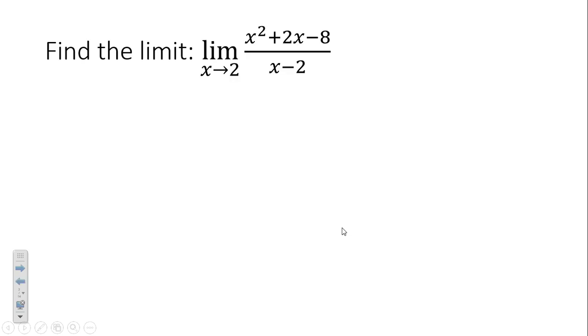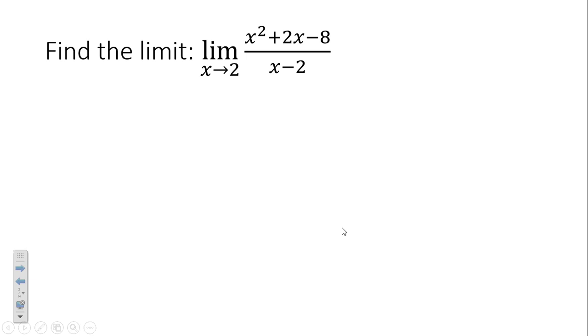So first of all, we're going to start by trying to find this limit as x goes to 2 of x squared plus 2x minus 8 over the quantity x minus 2. If you're like me, you're a little bit lazy and you say, hey, I know that I'm going to have a problem if the denominator is 0.